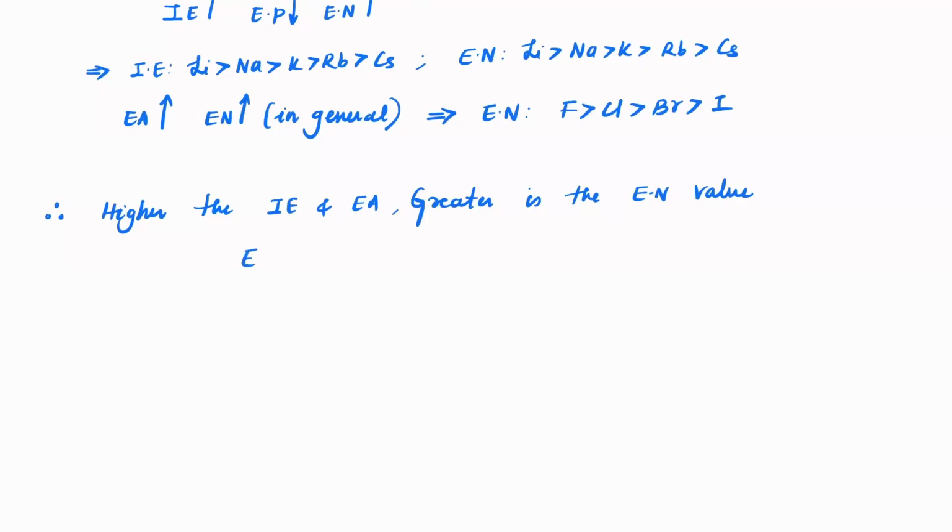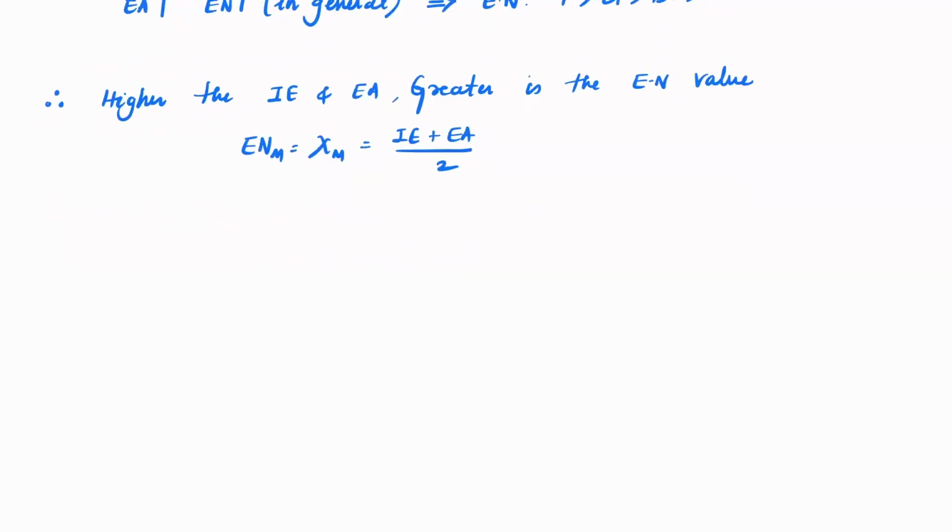Mulliken scale. Electronegativity which is measured from Mulliken scale is ionization energy plus electron affinity energy divided by 2. By the way, when I'm taking electron affinity here, I'm considering it as a positive value. I'm not considering it as a negative value. Clear? Done.